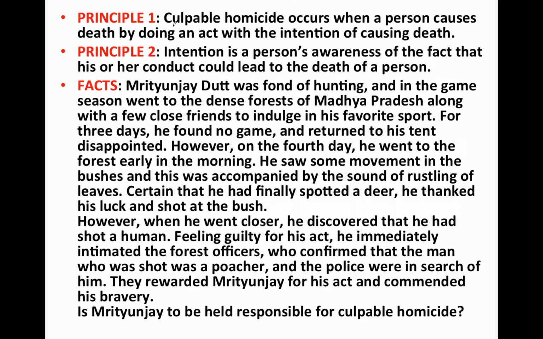Coming to our next case, there are two principles in this scenario. The first principle says that culpable homicide occurs when a person causes death by doing an act with the intention of causing death. First of all, what do these words mean? Culpable means punishable and homicide means murder. So it means that punishable murder occurs when a person causes death by his acts, okay, with the intention of causing death. This is very important.